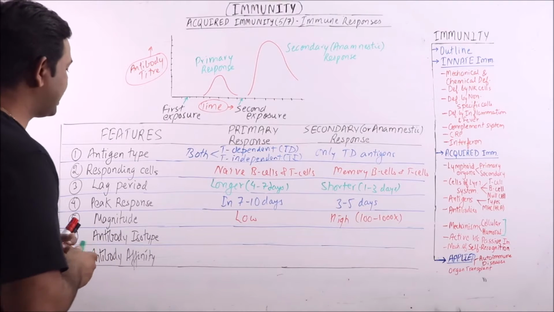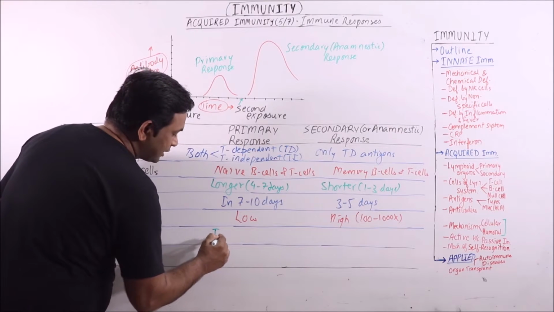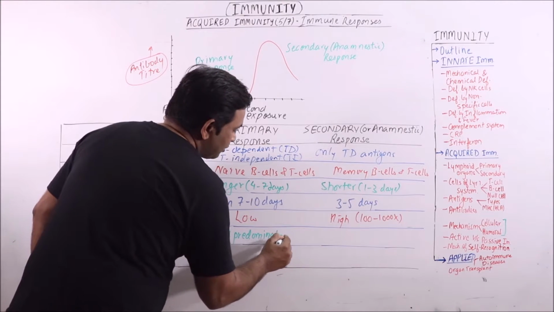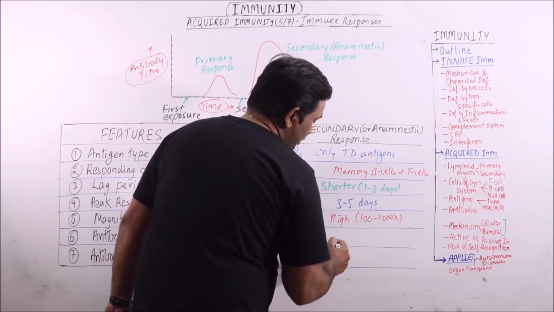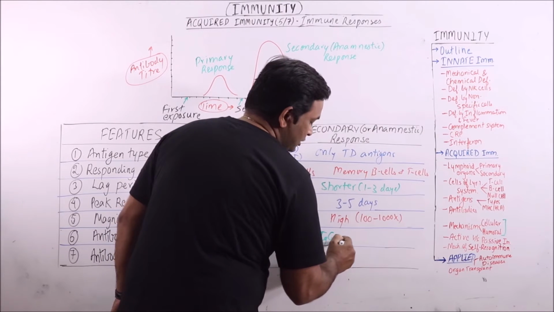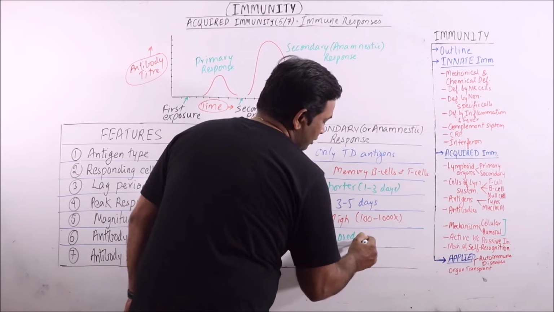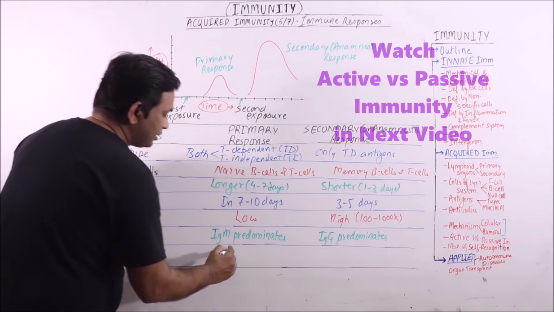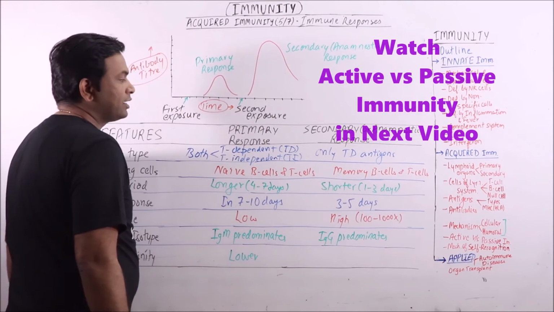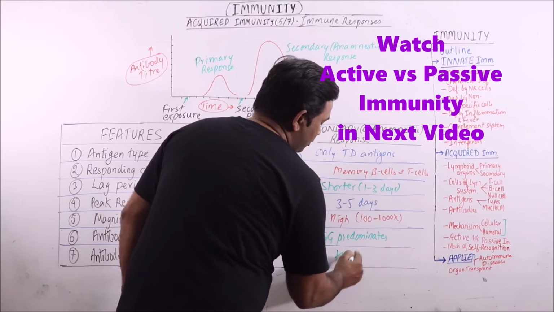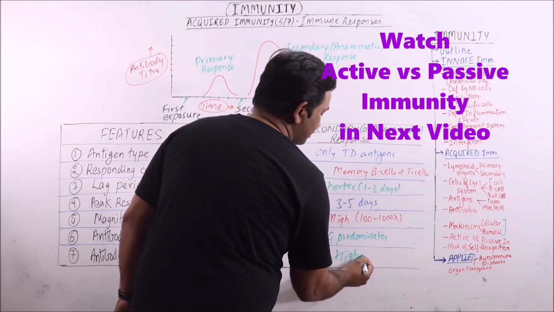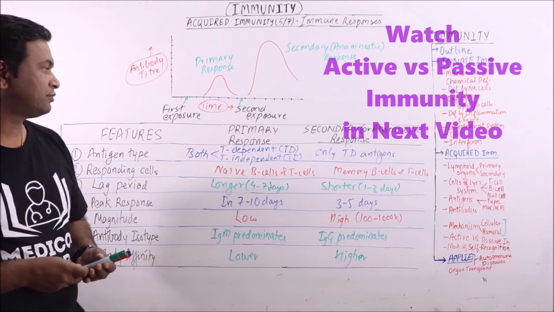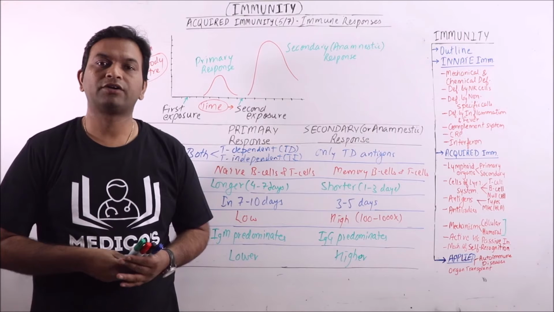The antibody isotype, on first exposure, IgM predominates, while in secondary response, IgG predominates. Then antibody affinity is lower in primary response while it is higher in secondary response. So this is the comparison or the points of difference between the primary and secondary response.